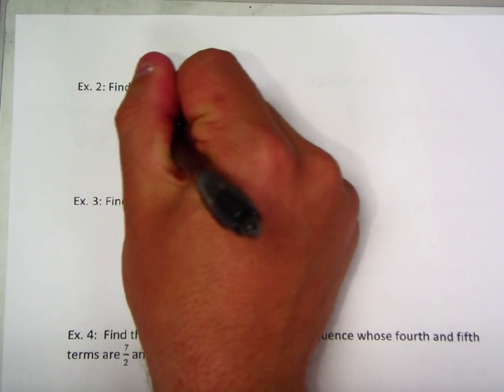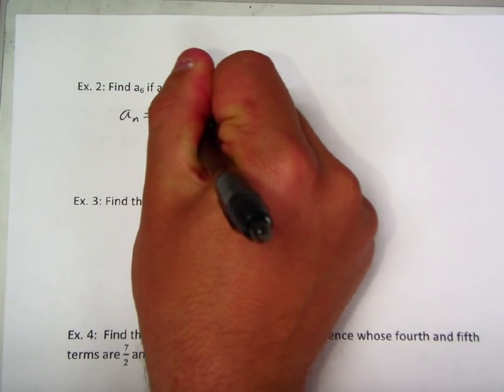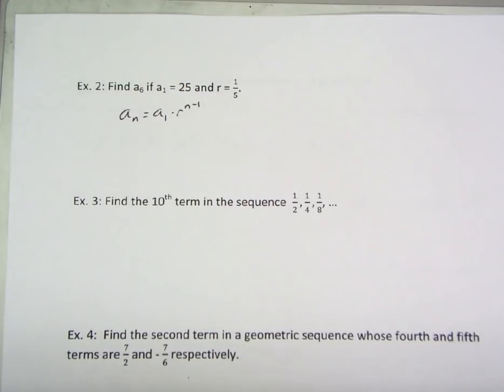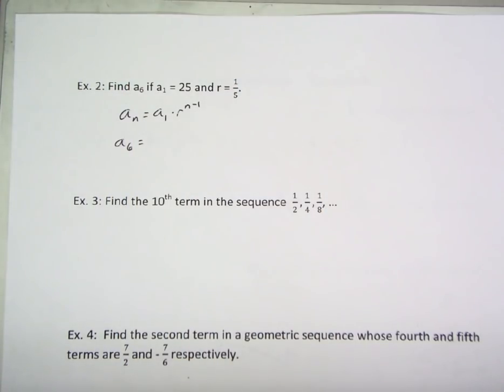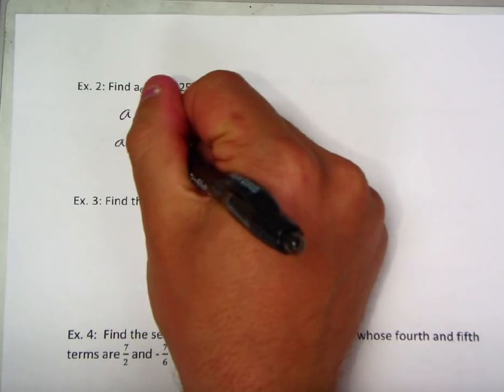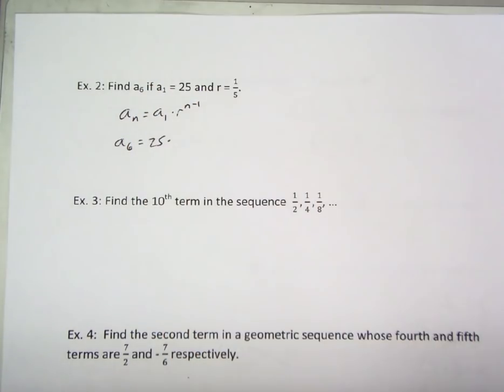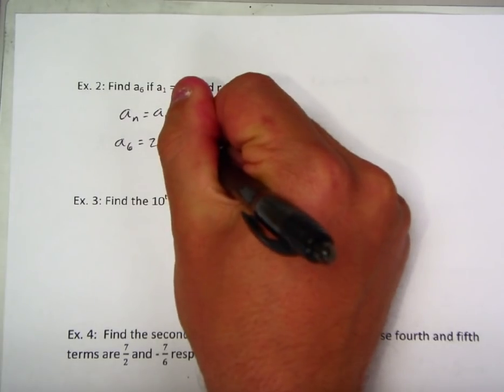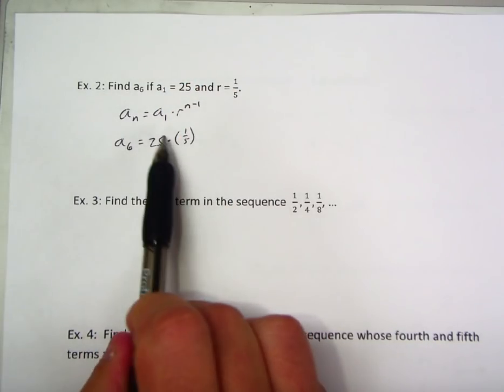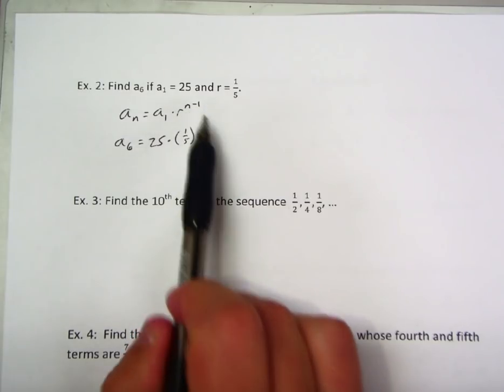A sub n equals a sub 1 times r to the n minus 1. And I need to think about what I can fill in and what I'm trying to find. So I'm looking for the 6th term. I'm looking for a sub 6. I know the first term's 25. I know r is 1/5, so times 1/5. And then if n is 6, then n minus 1 is going to be 5.